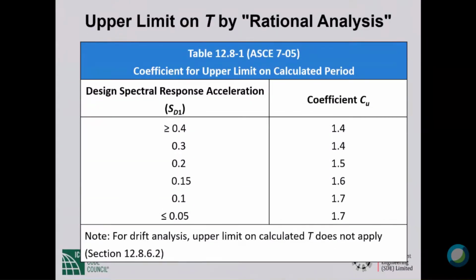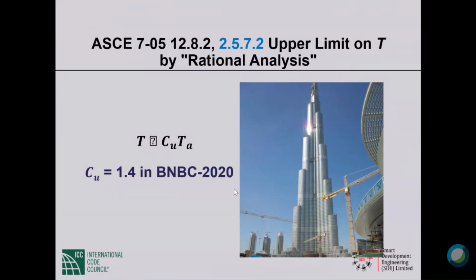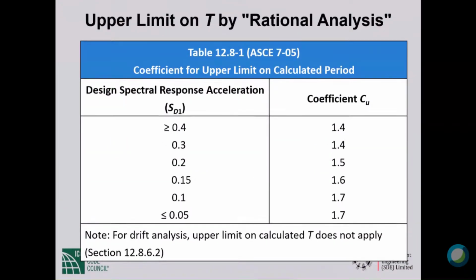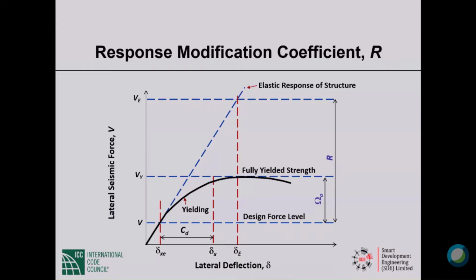In ASCE 7-05, the C sub u is a function of S sub D1, the long period design spectral acceleration, and it goes from 1.4 to 1.7. So BNBC has settled for the lowest number, 1.4. This is important. You can calculate a rational period as long as you'd like it to be, but you cannot use anything larger than 1.4 times the approximate period, I meant to say.